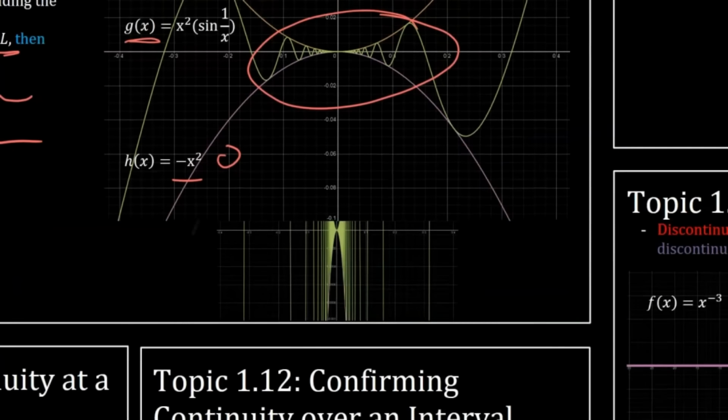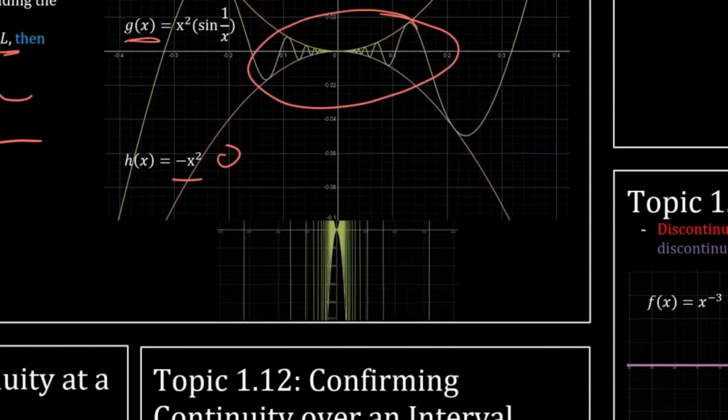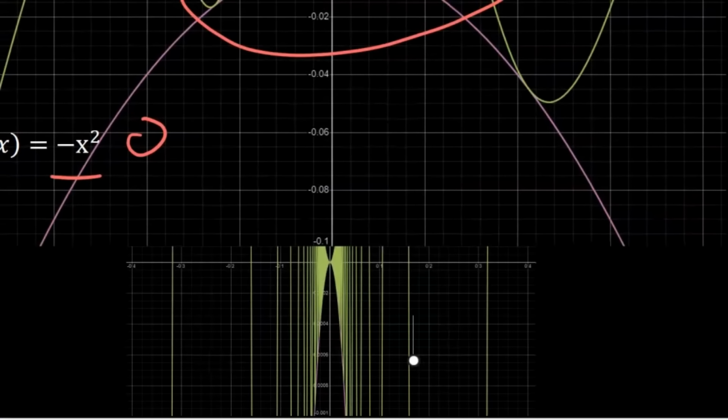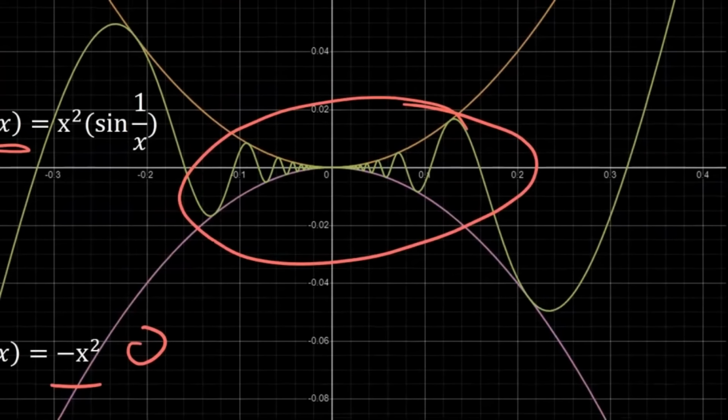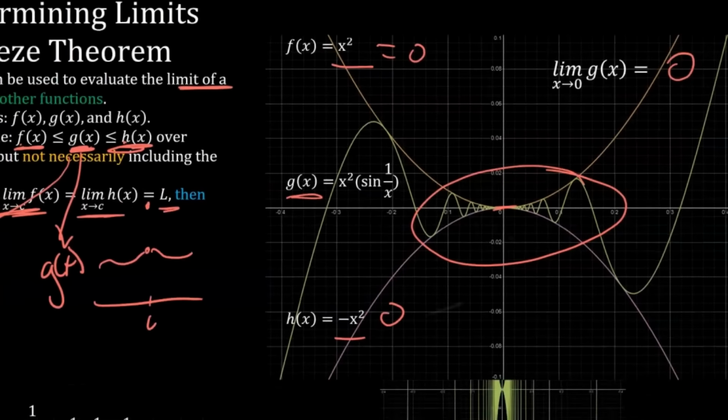Okay? Now, you'll notice why we have to use the squeeze theorem. It's because when we have something like this, the real image of this, if we zoom in, we get something like this, and this is a little bit more complicated to evaluate. So we can just use the squeeze theorem. We can see that this is, in fact, 0.